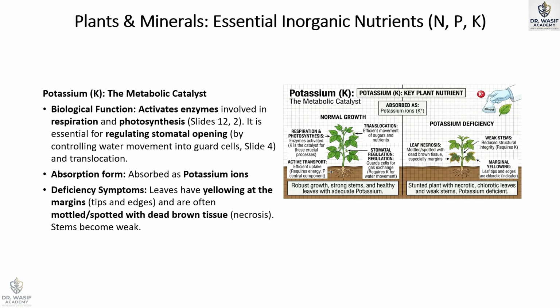What will be the symptom? The edges and tips of the leaves will turn yellow first. As you can see in this picture, the tips and the edges are turning yellow. And the second symptom is necrosis. This is a fancy term for tissue death. You will see brown dead spots appearing on the leaves, as you can see here. Okay, brown spots.